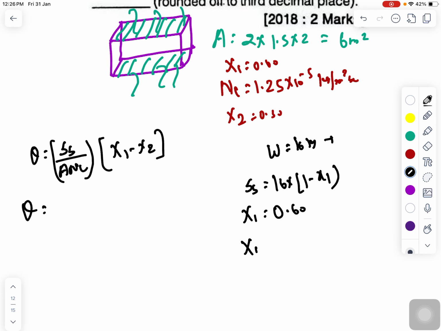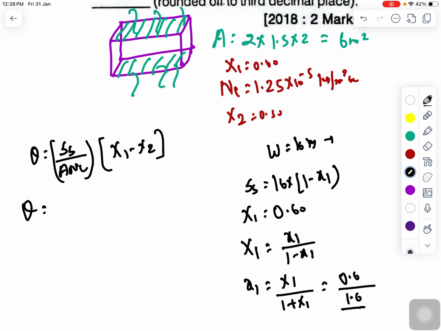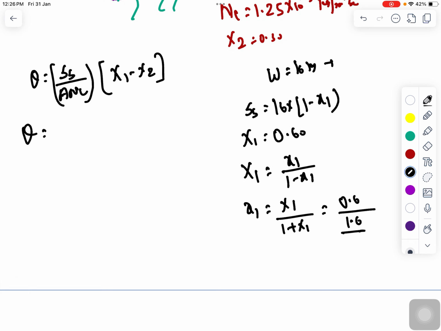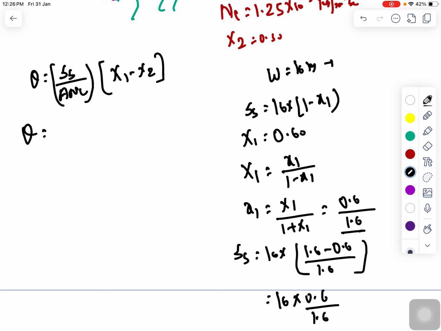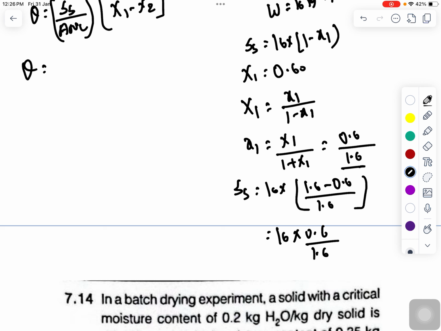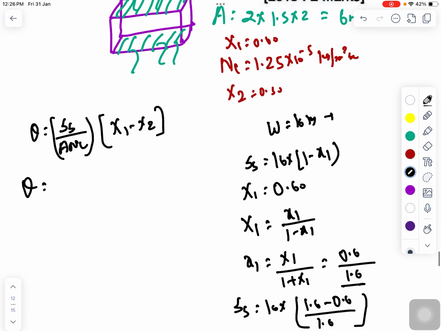If I want to calculate from capital X1, I can write small x1 as capital X1 divided by 1 plus capital X1. So you can see 0.6 divided by 1.6. Is that clear? After doing these things, you can calculate Ss, which is equal to 16 multiplied by (1.6 minus 0.6) divided by 1.6. So that is 16 into 1 divided by 1.6, which is 10 kg. So you have calculated Ss as 10 kg.